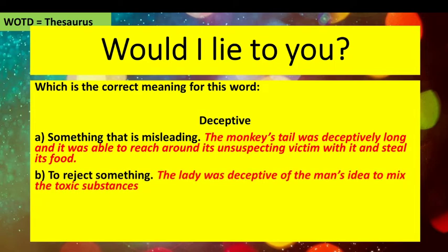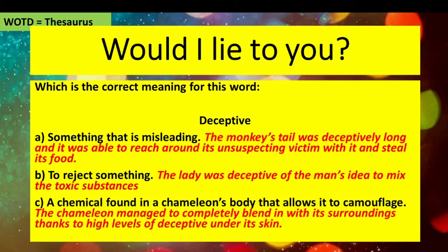My second one is to reject something. So I'm saying to be deceptive is to reject something. The lady was deceptive of the man's idea to mix the toxic substances. And then my third potential definition is that deceptive is a chemical found in a chameleon's body that allows it to camouflage. The chameleon managed to completely blend in with its surroundings thanks to high levels of deceptive under its skin.